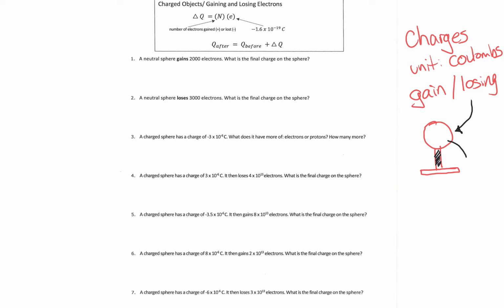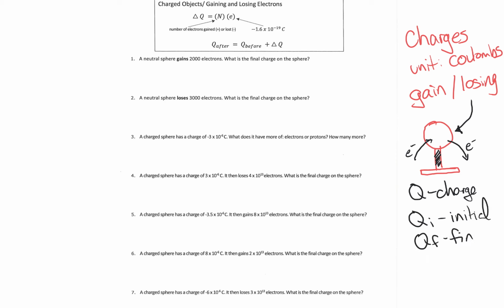Do the electrons leave, or do we gain electrons? You can't do both, but we can do problems with either one. Now, what do we also have to be aware of? We have to know that Q stands for charge. So we're going to be interested in knowing what's the starting charge, or the initial, and what's the final charge. What's the charge after electrons have been gained or lost?